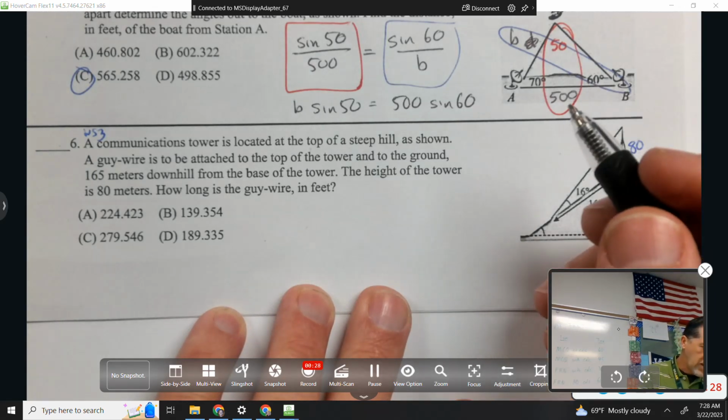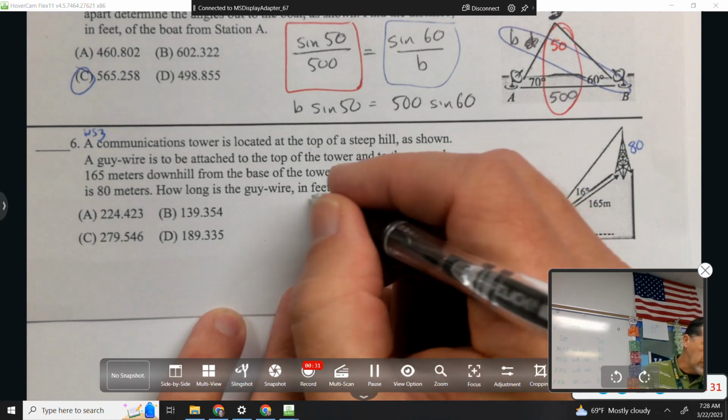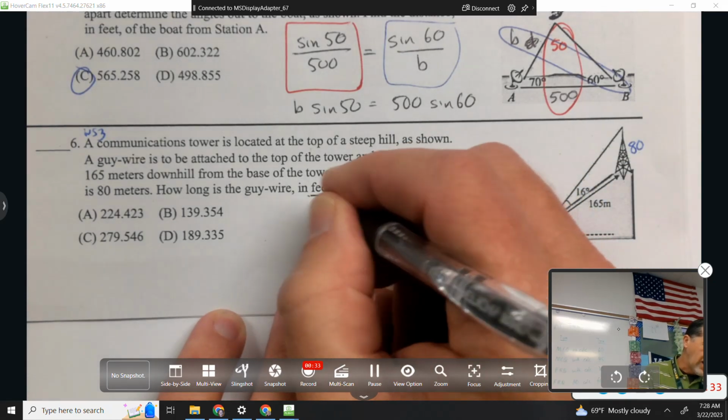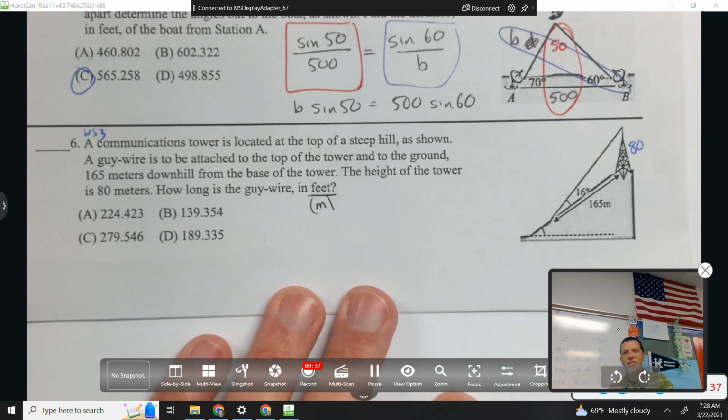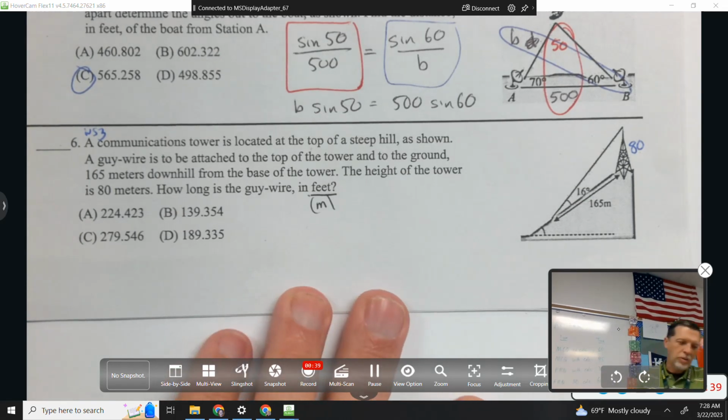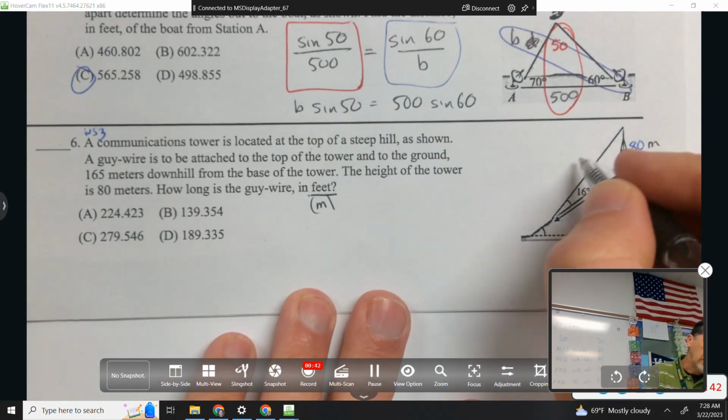In feet? Wait a minute. I don't think I want to do in feet. I'm going to guess that's supposed to say in meters. I don't imagine this is actually a conversion problem, but I guess we'll find out when we get our answer.